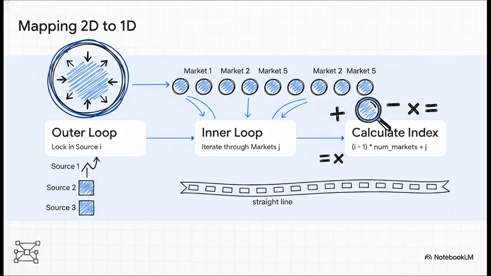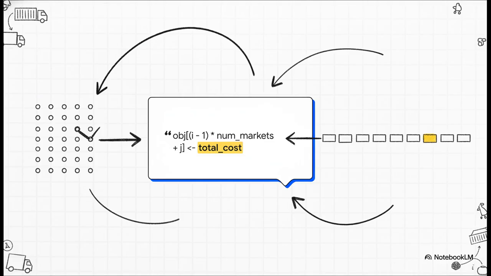And to keep track of where everything goes, we use this brilliant little math formula. I minus 1 times the number of markets plus J. Let's actually test that 2D to 1D magic. Say we're looking at source 2, market 1. So I is 2 and J is 1.